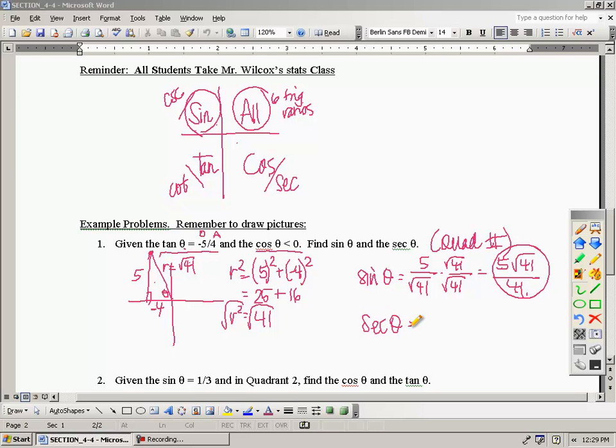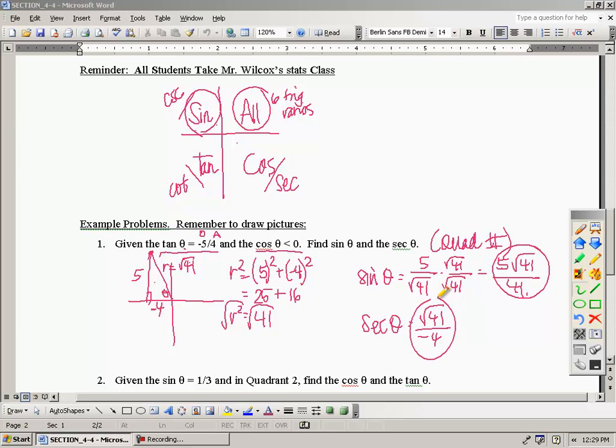Secant is the reciprocal of cosine. So if I look at this, 1 over the cosine, cosine is the adjacent over the hypotenuse. So the cosine would be negative 4 over the square root of 41. But I'm doing the reciprocal, so the square root of 41 over negative 4.